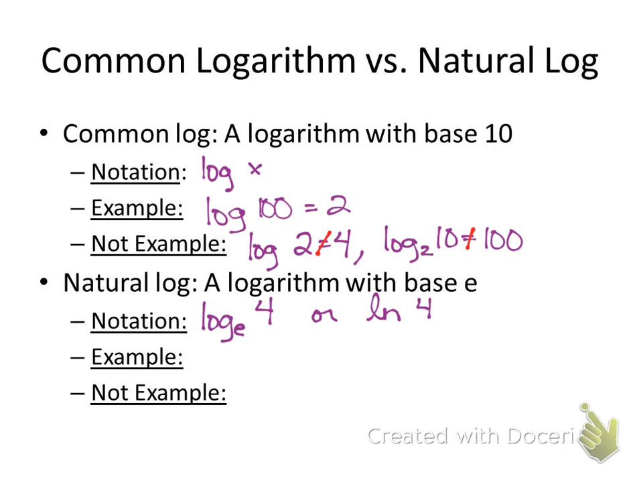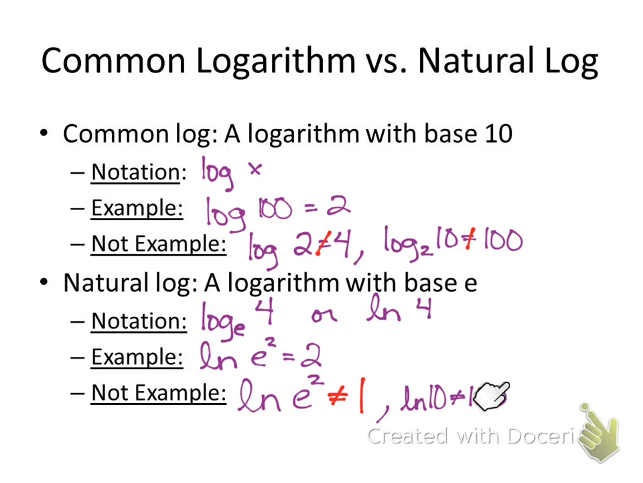So a decent example, we could do natural log of e squared is equal to 2. And not an example? Well, natural log of e squared is not equal to 1. I need a non-example. So here's another one.